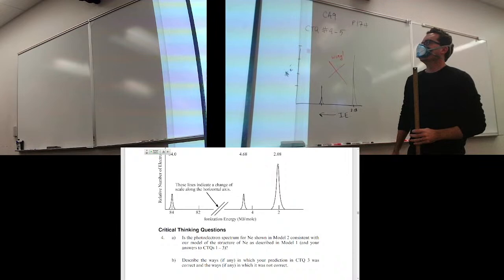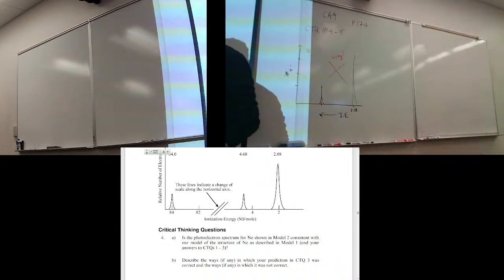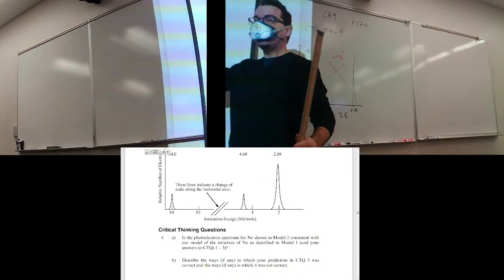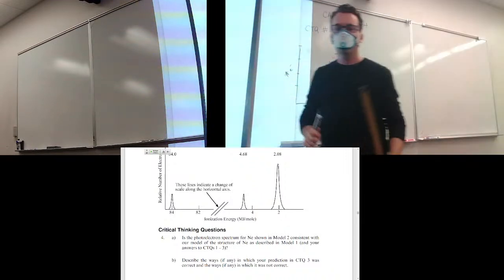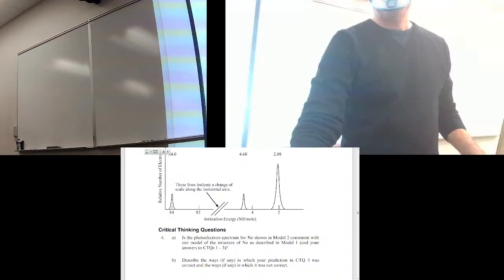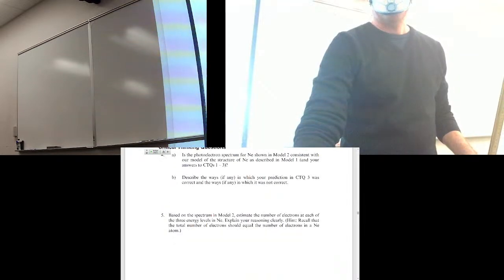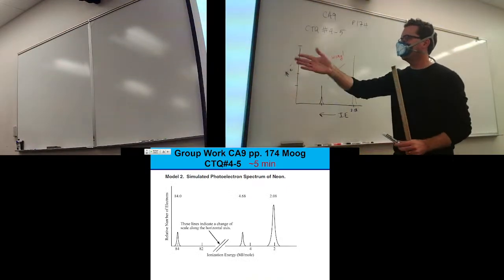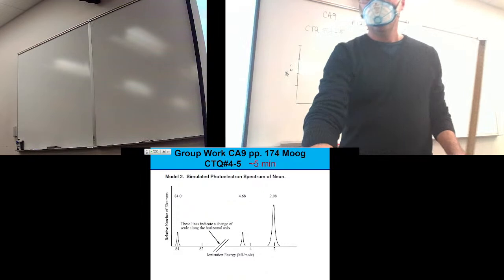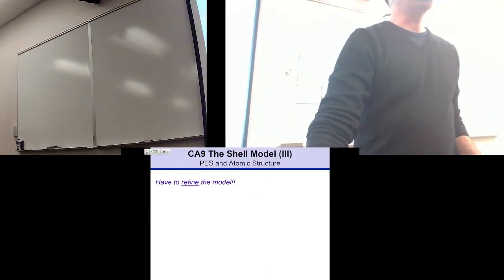So 1 to 1 to 3, that adds up to 5. So if we double everything, 2 to 2 to 6, that adds up to 10. So that represents 2 electrons, 2 electrons, 6 electrons. All right, I think that's it for now. So given that information now, 2 to 2 to 6, let's refine our model.